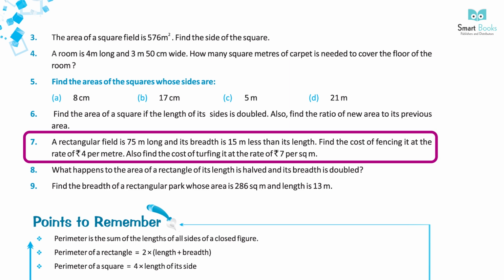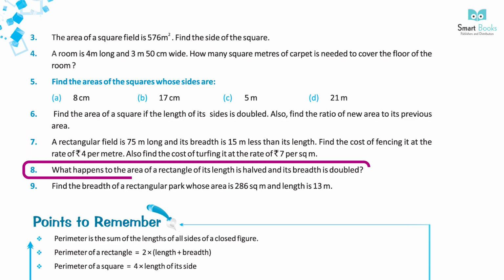Find the cost of fencing it at the rate of rupees 4 per meter. Also find the cost of turfing it at the rate of rupees 7 per square meter. Solution: cost of fencing is equal to rupees 1080.